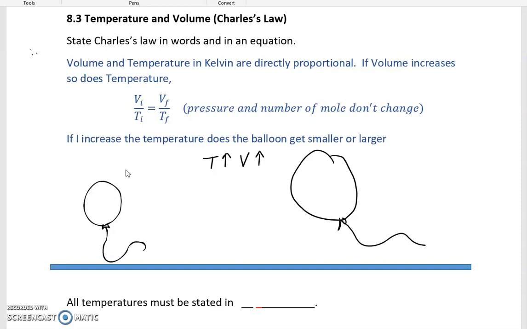It's very important when working these calculations that all temperatures must be stated in Kelvin. The kinetic energy of the molecules is only proportional in Kelvin, not in Celsius.